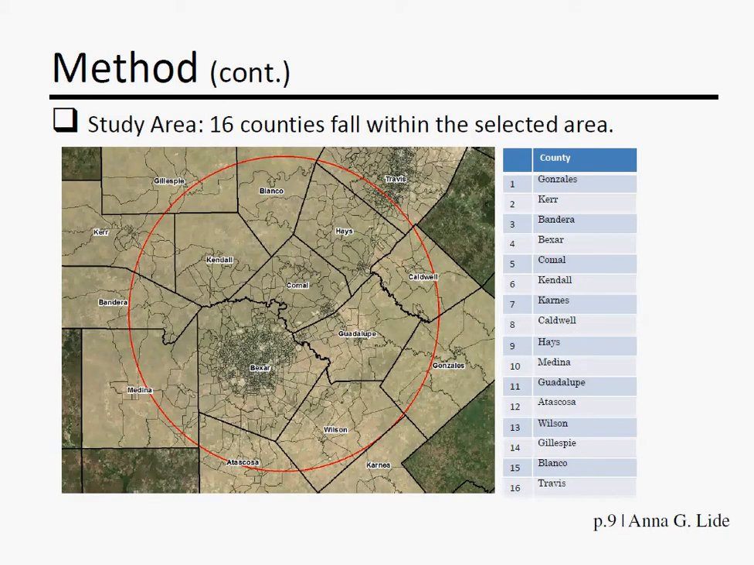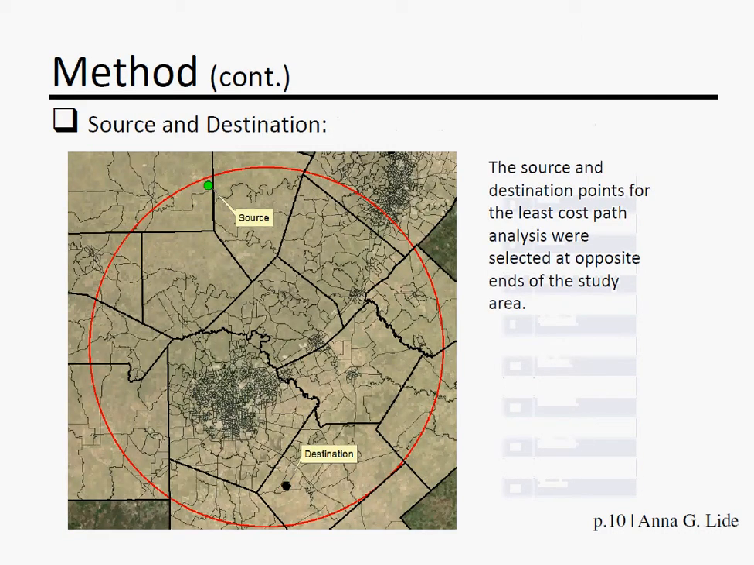Zooming into the study area shows 16 counties, which cover the 7,400 square miles, centered around San Antonio, which is in Bexar County, and there are highly populated areas between San Antonio and traveling up toward the Austin area, which is just outside the study area. The source and destination points were selected to be at opposite ends of the study area and to be on opposite ends of the high population area.